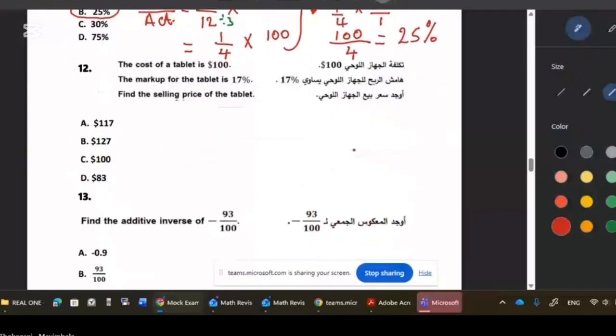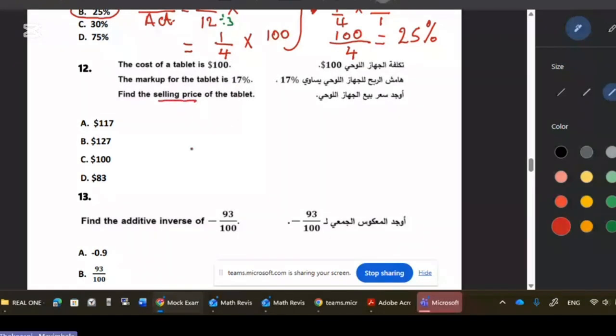Now, here it talks about the cost of a tablet, which is $100. And the markup for a tablet is 17%. So they want to know what is the selling price of the tablet.